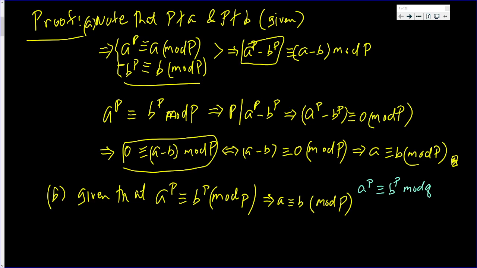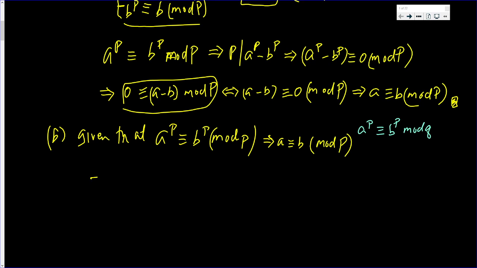Okay. Now, that implies that a is b plus a multiple of p. Now, this should say p squared. Somehow, I want to get that a to the p minus b to the p is a multiple of p squared. Well, this implies raising both sides to the p power.